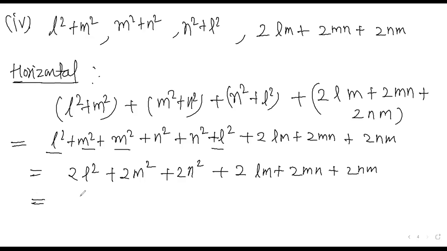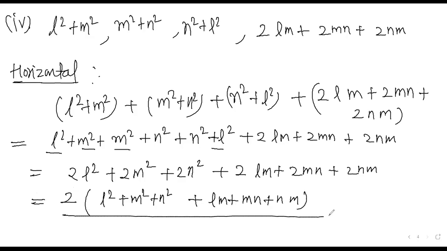This is the correct answer. But if you want to write it differently, you can take 2 common outside: L square plus M square plus N square plus LM plus MN plus NM. This is the correct answer. This one is also an answer. This one is also an answer. The choice is yours, which one you will write. So this is the addition of algebraic expressions of binomial, trinomial, or more than 3 terms.